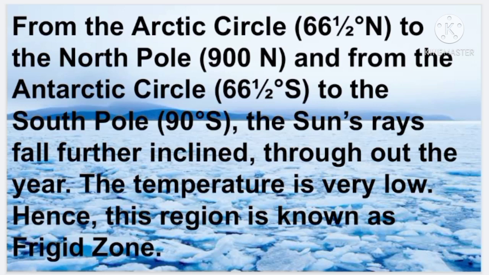Students, frigid zone is an area lying between the Arctic Circle and the North Pole in the Northern Hemisphere, and the Antarctic Circle and the South Pole in the Southern Hemisphere. These areas are very cold.